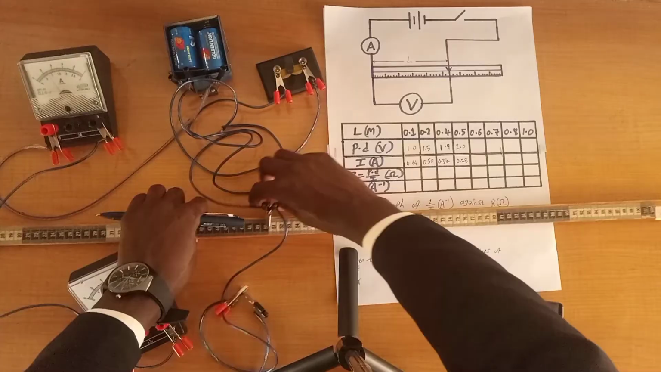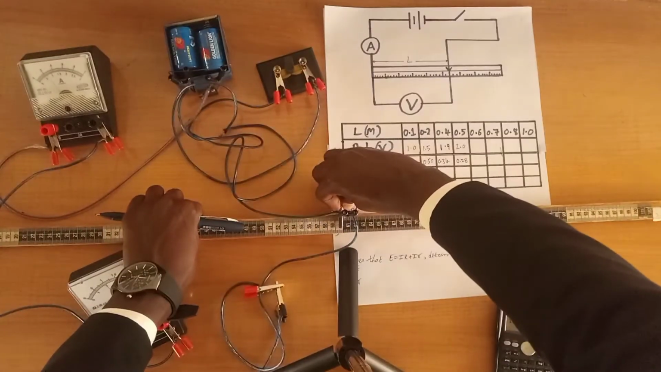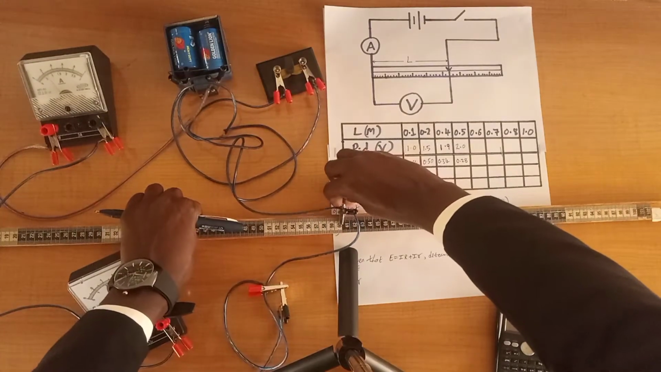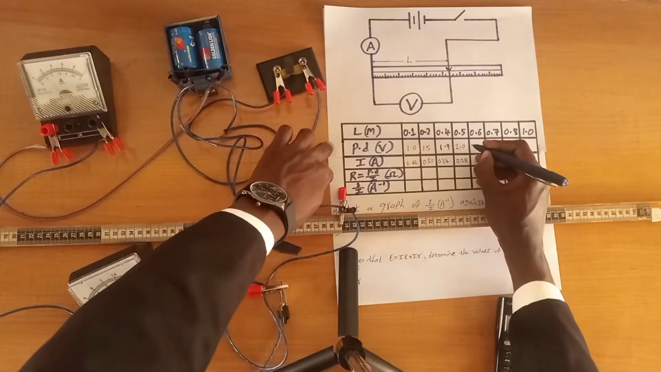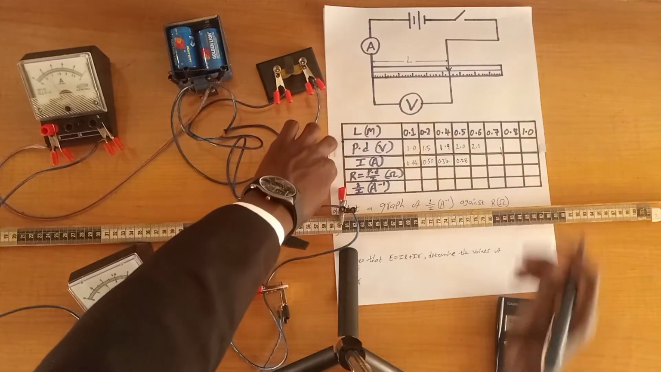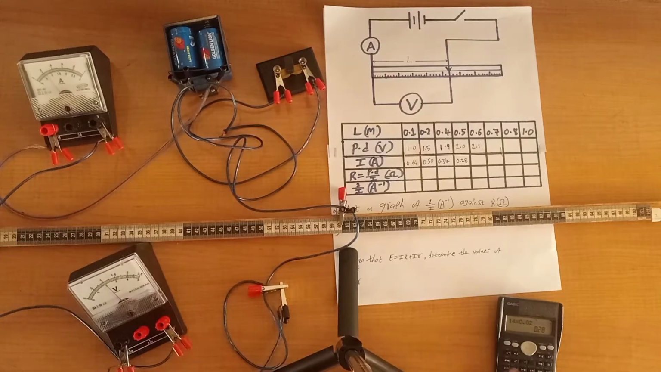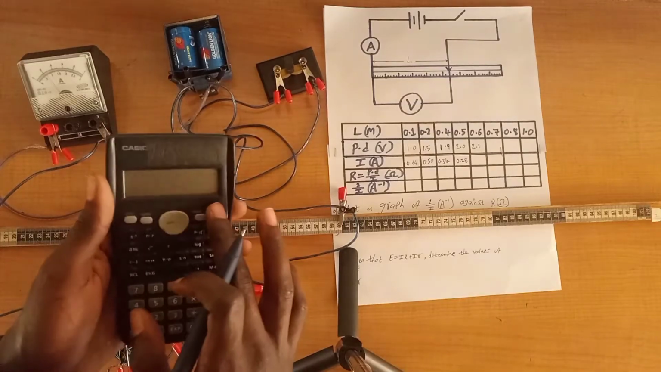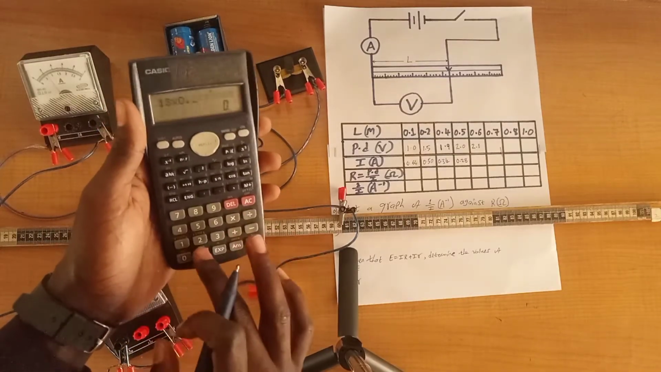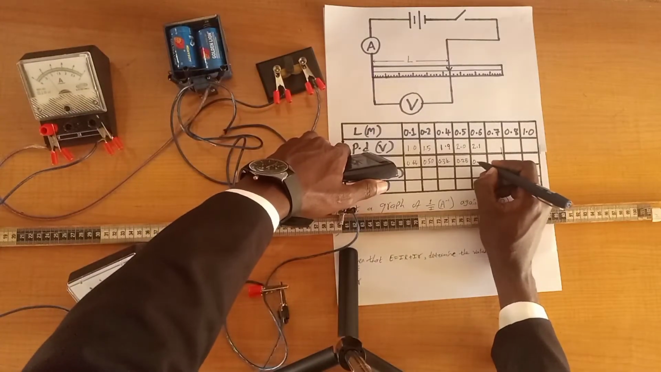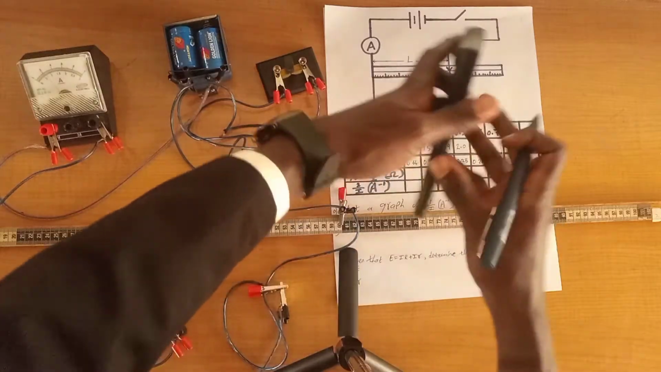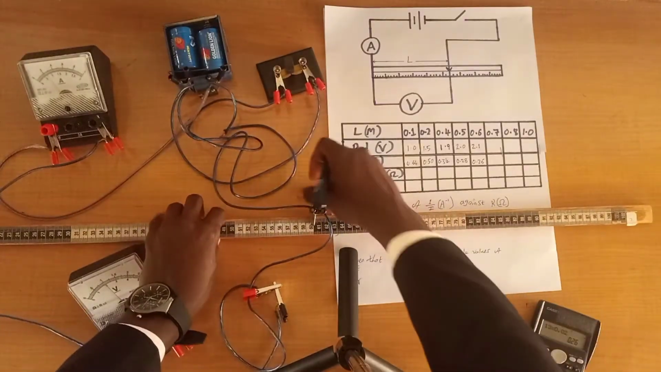We go straight to 60. For the voltmeter, this one is 2.1. Then for the ammeter, we have 13. So 13 times 0.02, this is 0.26. We go to 70 straight.